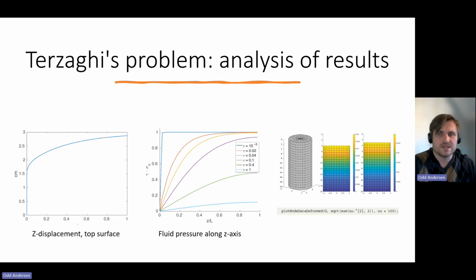The evolution of the dimensionless fluid pressure is shown in the middle. The length of the cylinder is along the x-axis here. And we see how pressure rises to 1 when the load is initially applied, and then gradually dissipates towards 0 again throughout the column as water is expelled.